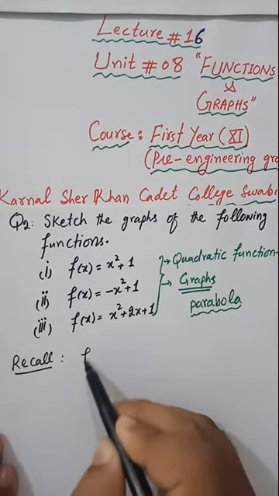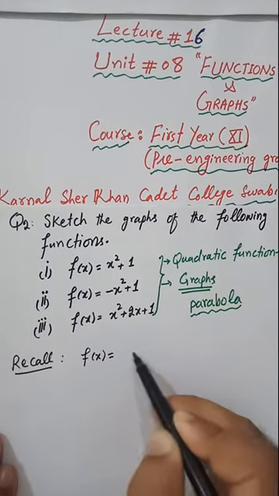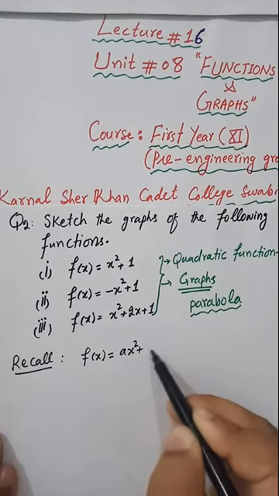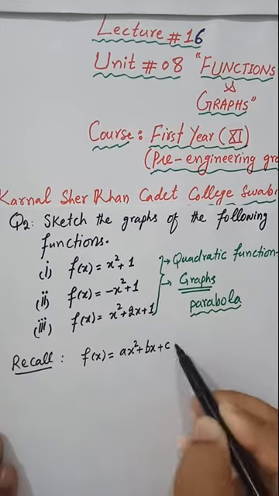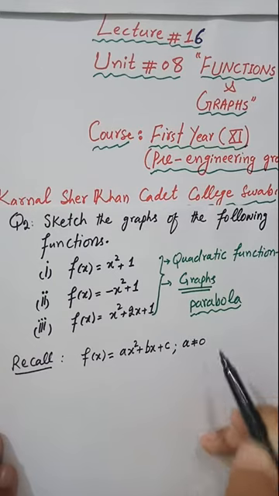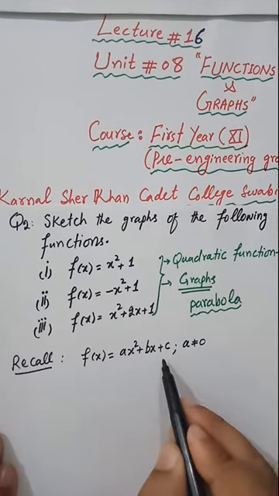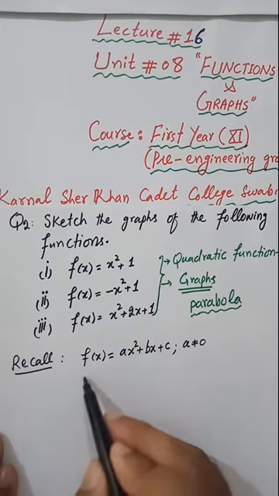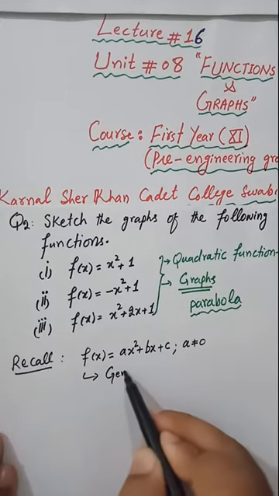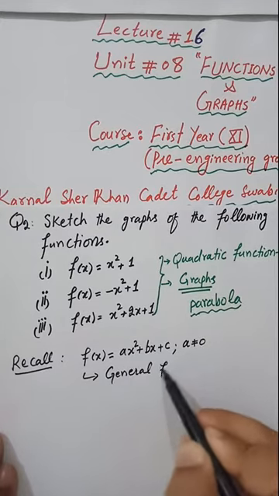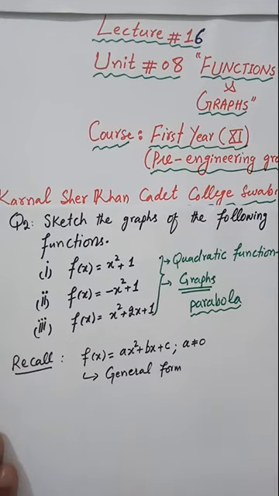that if we have a quadratic function in general form, f of x is equal to ax square plus bx plus c, where a is not equal to 0. So this is the general form of a quadratic equation.